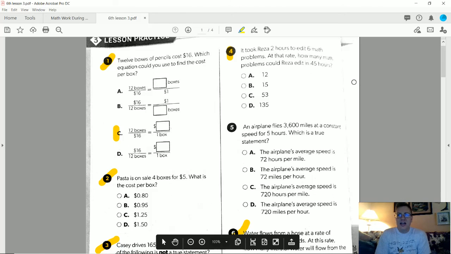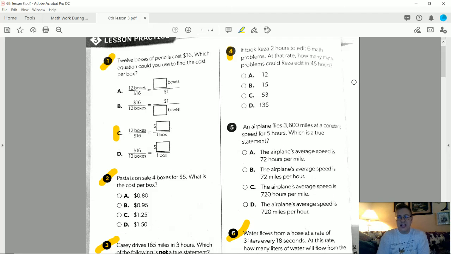Number 4, it took Riza 2 hours to edit 6 math problems. At this rate, how many math problems could we do in 45 hours? So I could take 6 divided by 2 to figure out how much per hour. That would be 3. And then I can do 45 times 3. The only number that's large enough to do 45 times 3 would be letter D. All of my other numbers would be far too small.